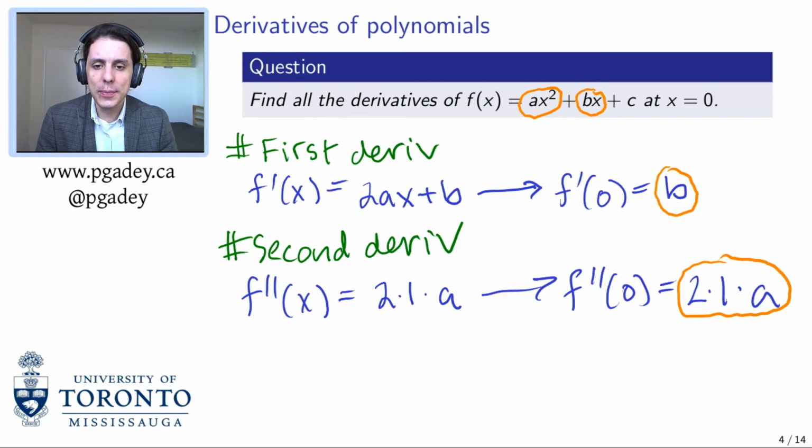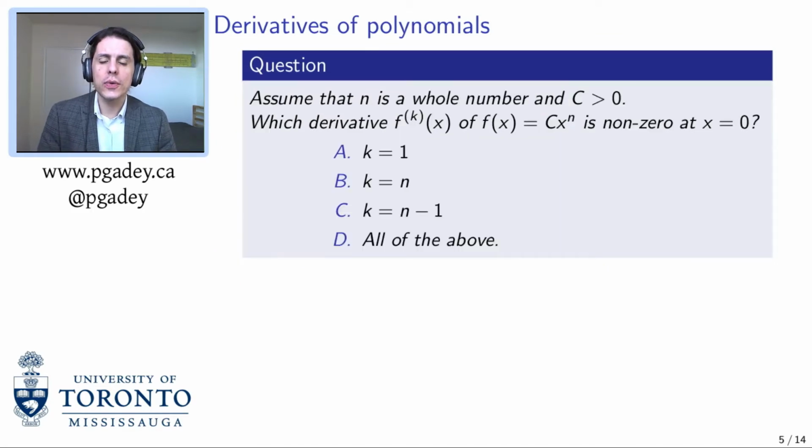Let's go a little bit deeper into this. So assume that we've got a whole number n and some big constant c. So we're thinking of n as something like 100 here. Which derivative of f of x equals cx to the n is non-zero when x equals 0? So take a moment, try and write something down, and then we'll go through the answer together.